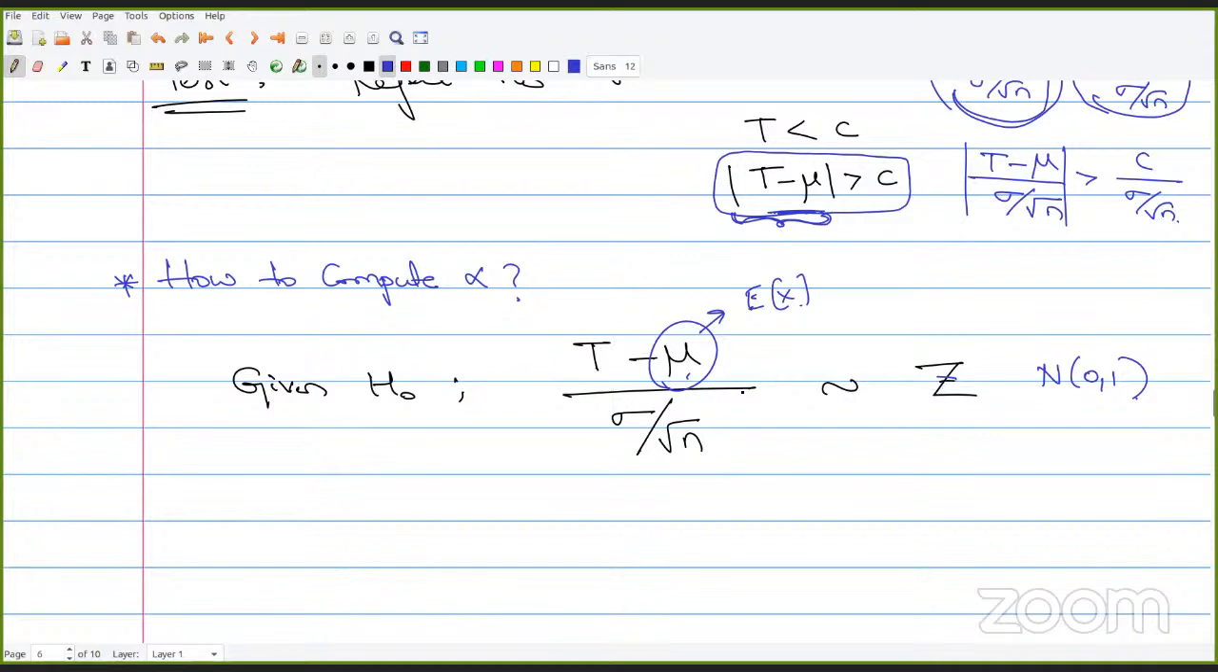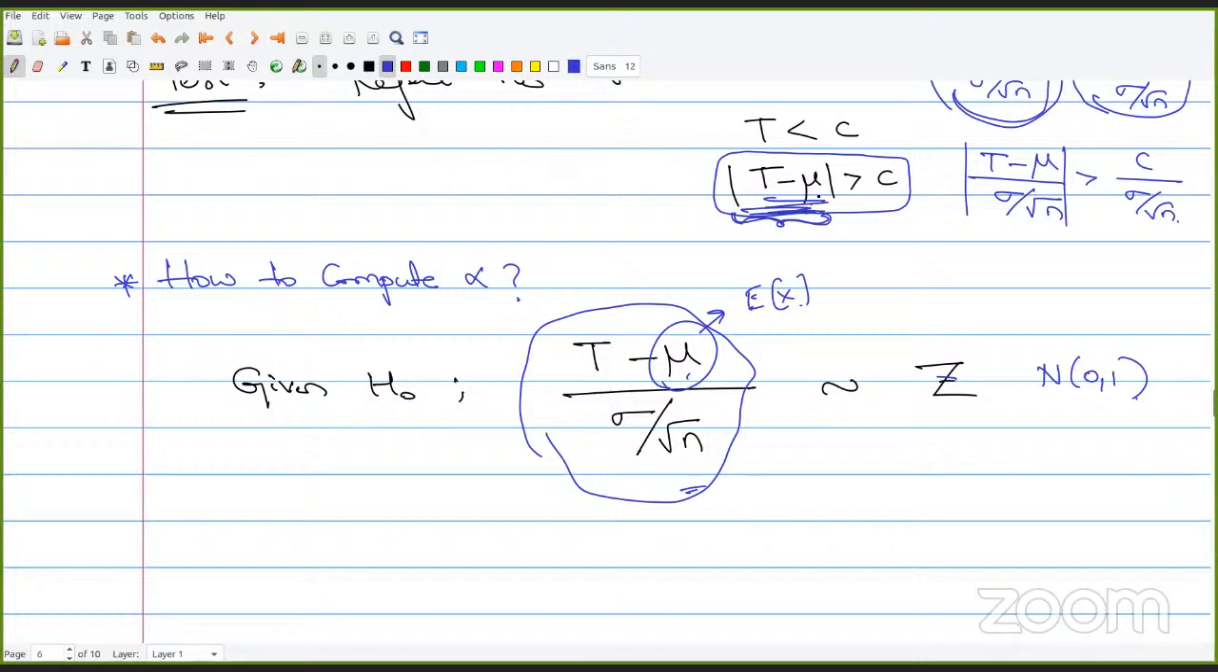So ultimately you should bring it to this form. Whatever you have, you do some multiplications or divisions or subtractions, and you should get this. Already I have t minus mu, that is why I only divided by sigma by root n. Yes, so this is how we convert to standard normal.